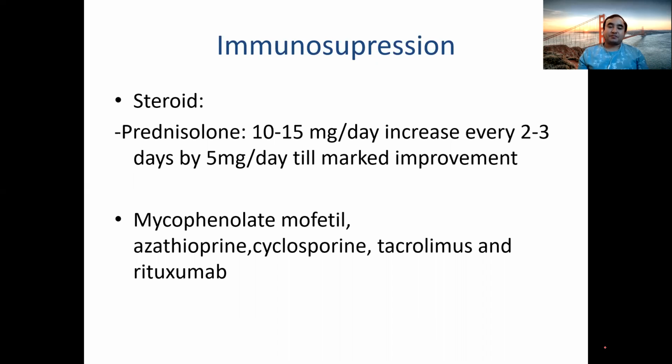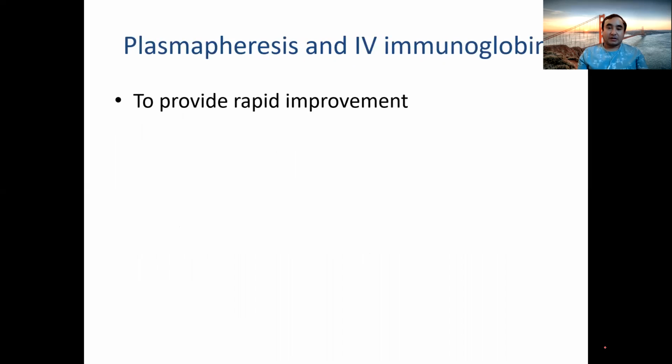Other immunosuppressives that we can use are mycophenolate mofetil, azathioprine, and cyclosporin. But most of the time I use azathioprine or mycophenolate mofetil while managing a patient with myasthenia gravis. These are the treatment modalities that we can use when they are in crisis: plasmapheresis and IVIG. Most of the time we use IVIG here, and this is for rapid improvement in the symptoms.